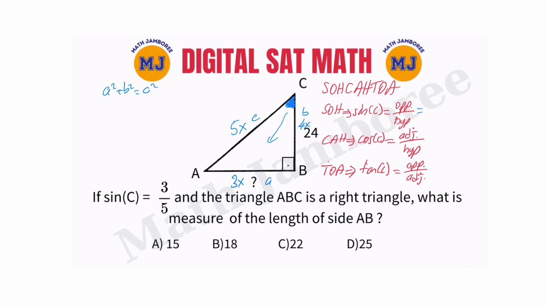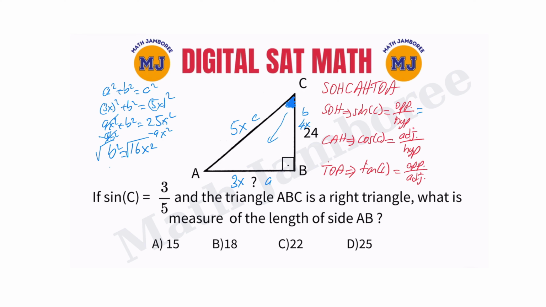And then c squared is 5x squared. Let's write in order. We call a the 3x. 3x squared plus b squared is equal to 5x squared. 3x squared is 9x squared, plus b squared is equal to 25x squared. And to get the b squared by itself, we will take away 9x squared from both sides. And the b squared is equal to 16x squared. And we'll take the square root of both sides.